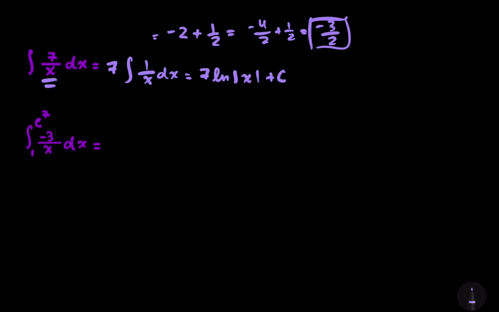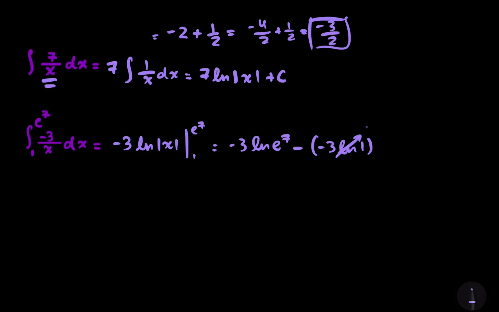And then finally, we have a definite integral from 1 to e to the 7th of negative 3 over x dx. Again, we can take the negative 3 out, and we'll just get the natural log of the absolute value of x. And we're going to evaluate that from 1 to e to the 7th. So that's going to be negative 3 times the natural log of e to the 7th. We can remove the absolute value here because e to the 7th is a positive number, and then we're going to subtract negative 3 times the natural log of 1, where again we can remove the absolute value because 1 is positive. Natural log of 1 is just 0, so this entire term goes to 0, and we just end up with negative 3 times the natural log of e to the 7th, that's just 7, so negative 3 times 7, which is negative 21.